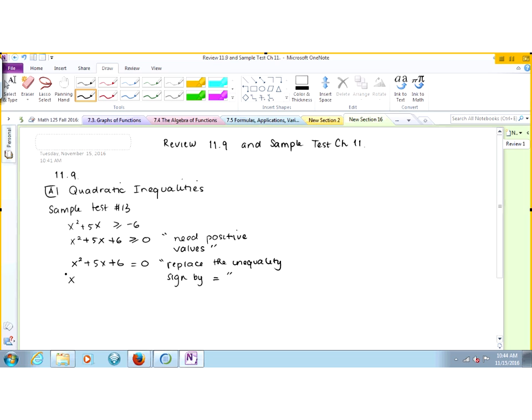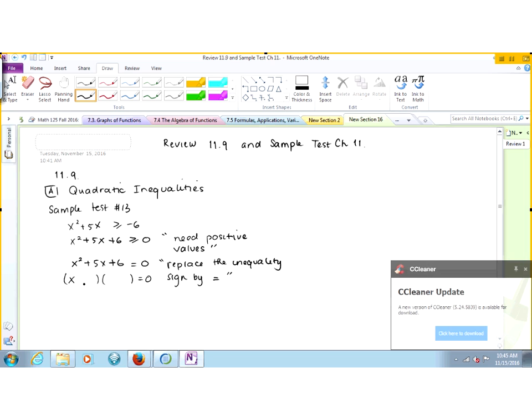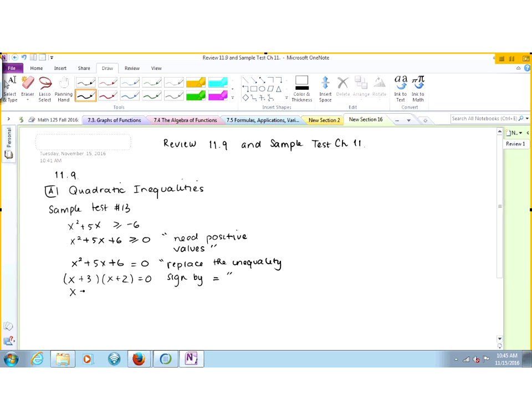Can we solve this? Is it factorable? What is it? Yes, x plus 3, x plus 2 is equal to 0. So what is x equal to? Negative 3, or x is equal to negative 2, right? Okay, good. So what am I going to do with these two numbers? We're going to graph it on the number line. Yes, negative 3 and negative 2. Are they open or closed? Closed. So this is negative 3 and this is negative 2.